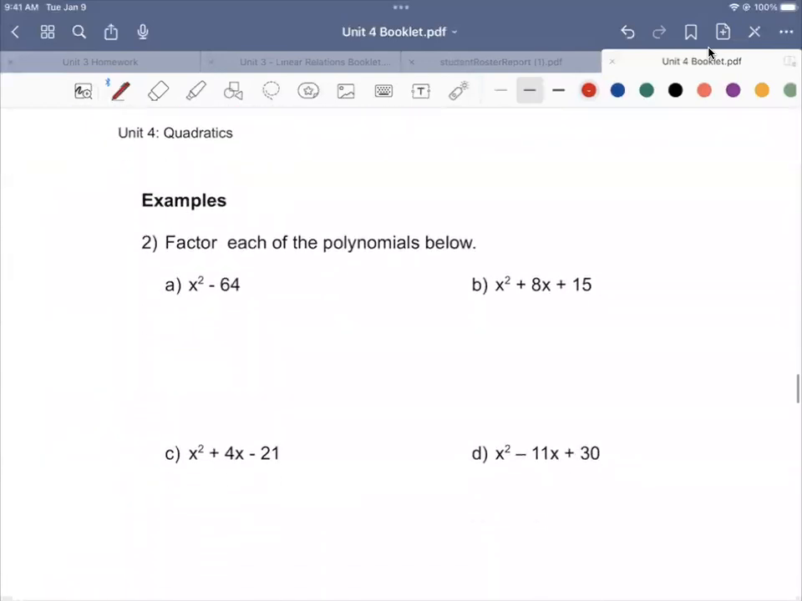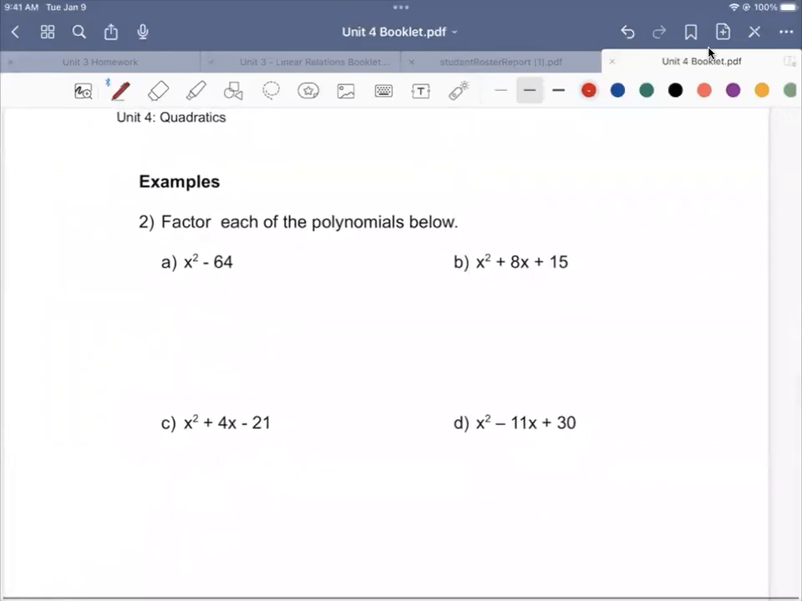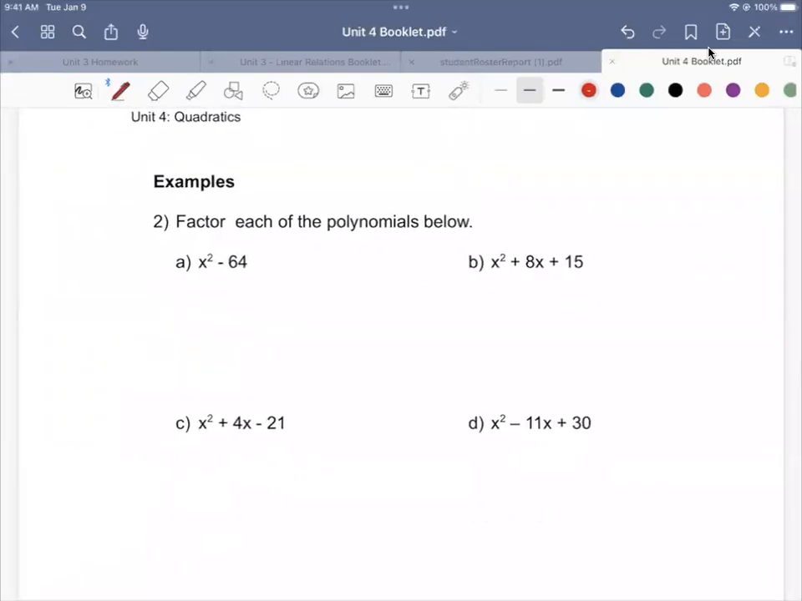Okay, so now we are going to factor each of the polynomials below. When I take a look at this first one, I see that I don't have an x value, so that would be 0x. So I'm just going to rewrite that as x squared plus 0x minus 64 to start off with, just to put it into an expression that we know. So in this case, I need two numbers that add together to give me 0, and they have to multiply together to give me -64.